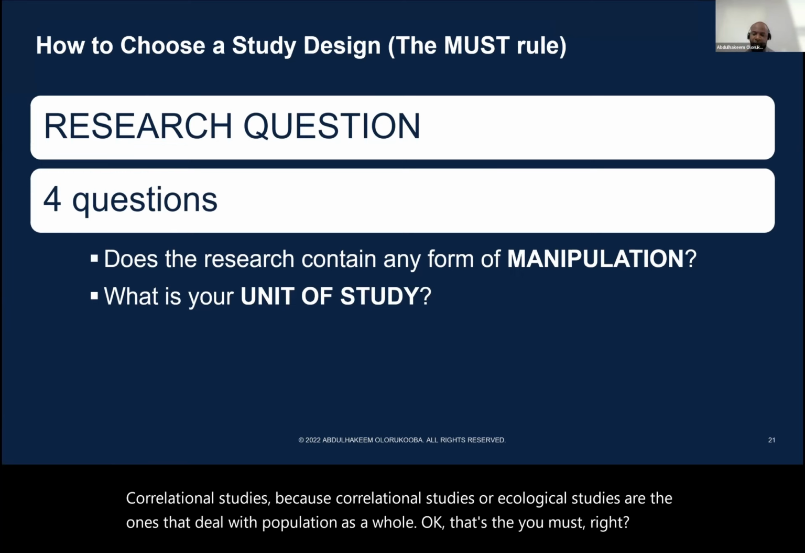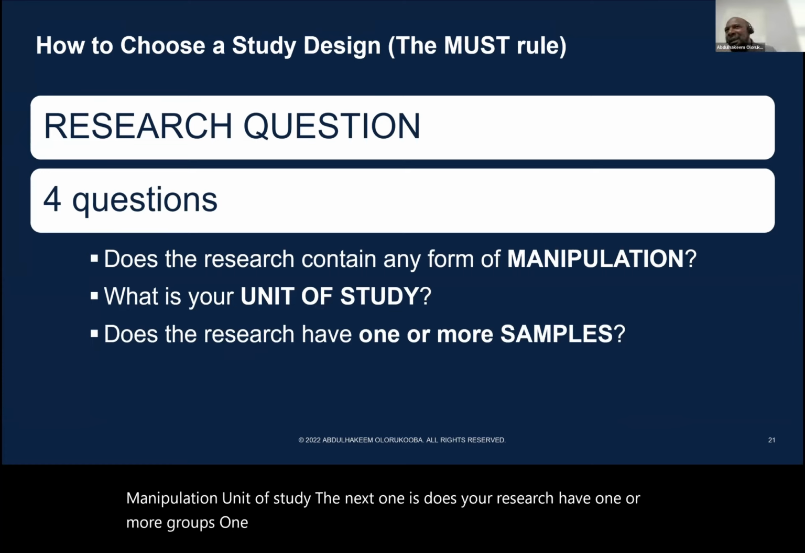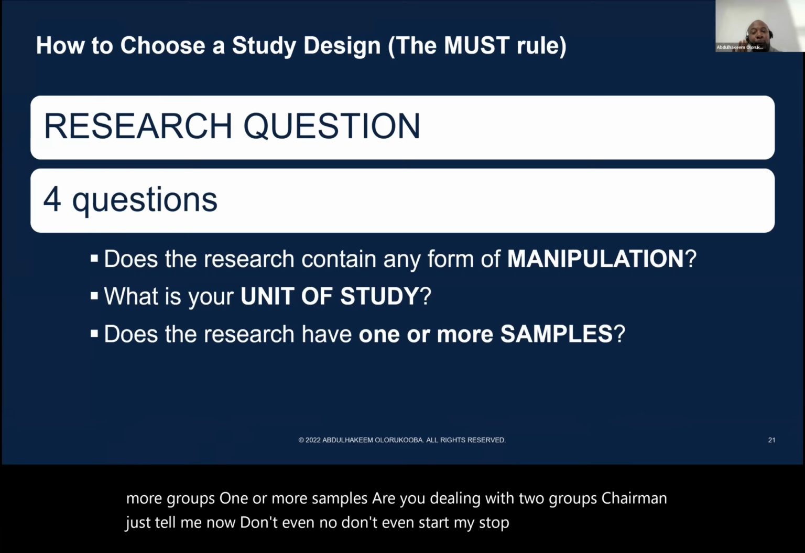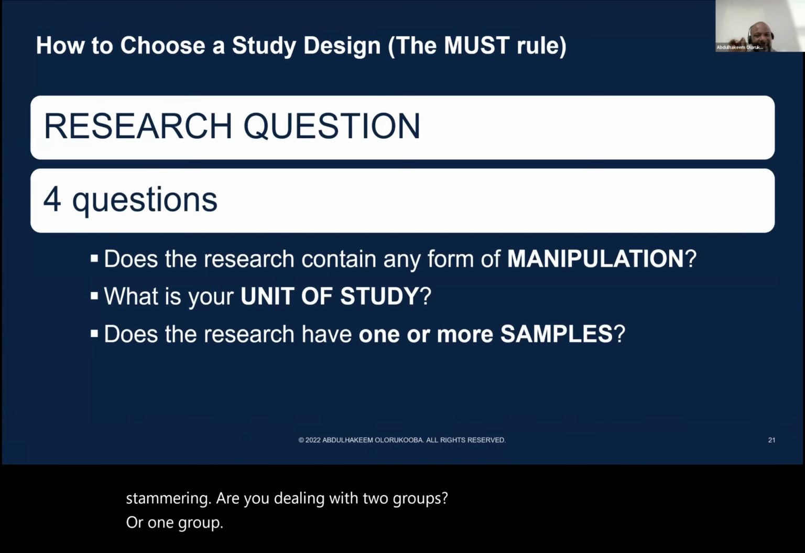Manipulation, unit of study. The next one is, does your research have 1 or more groups, 1 or more samples? Are you dealing with 2 groups? Chairman, just tell me now. Don't even stammer. Stop stammering. Are you dealing with 2 groups or 1 group? I need to know that answer now.